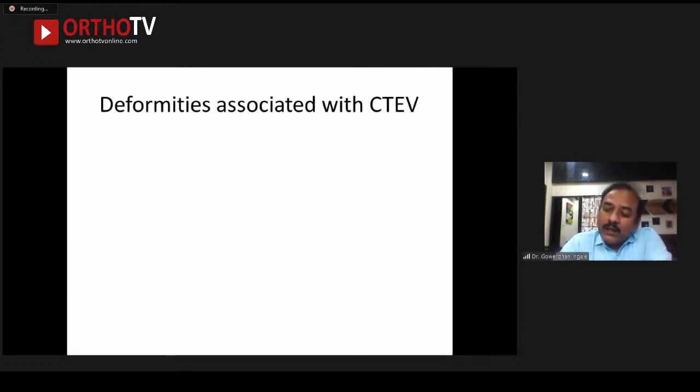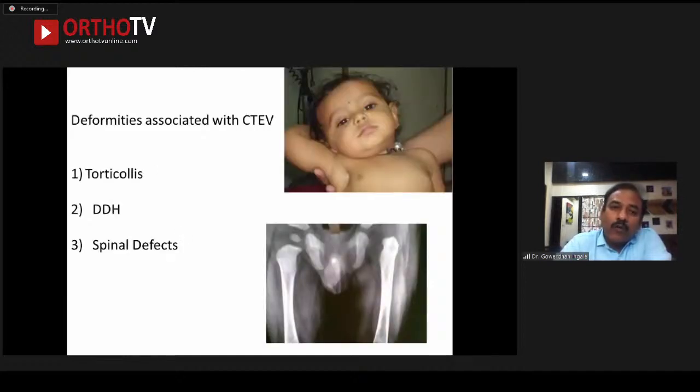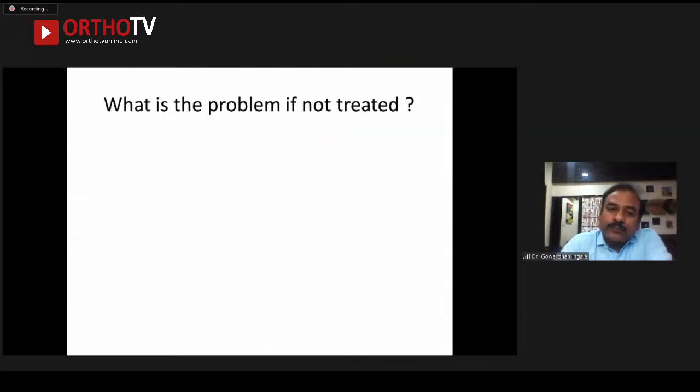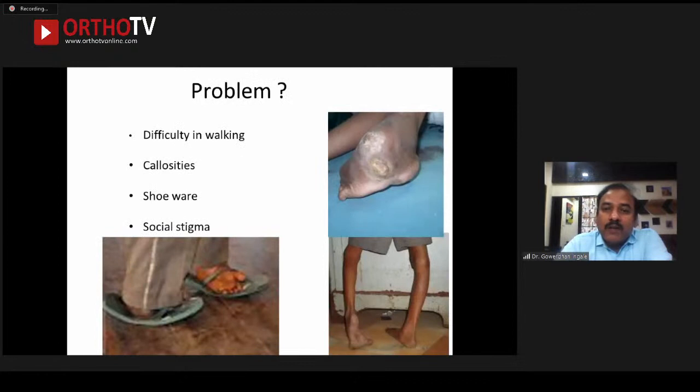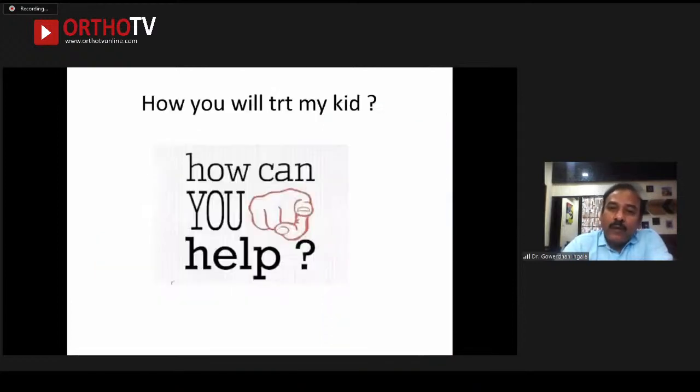The next question can be, what deformities can be associated with clubfoot? The commonest deformities can be torticollis, developmental dysplasia of hip, and sometimes spinal defects. But torticollis and developmental dysplasia have a very good outcome with treatment, and spinal defects too. So what can be the problem if the child is not treated? Then obviously the problem can be difficulty in walking, deformity, callosities, and mainly social stigma. This we have to explain so that they are ready for the treatment as early as possible.